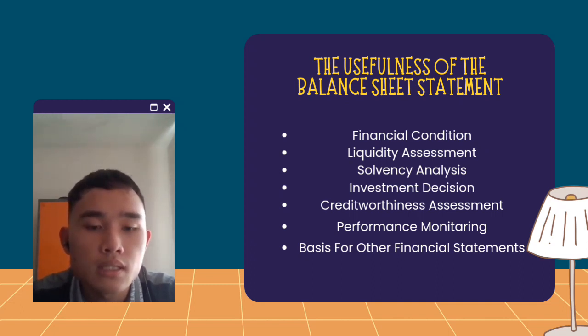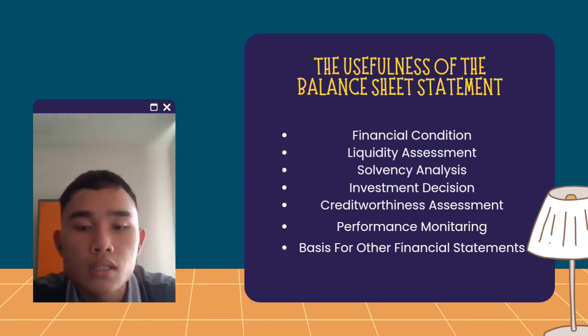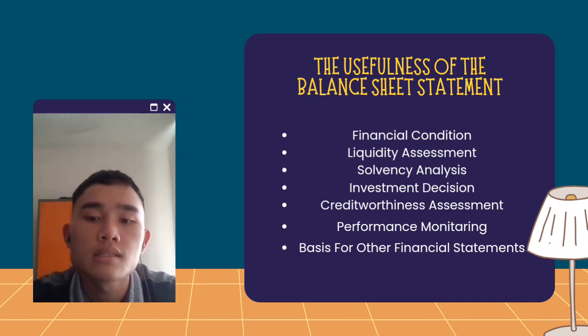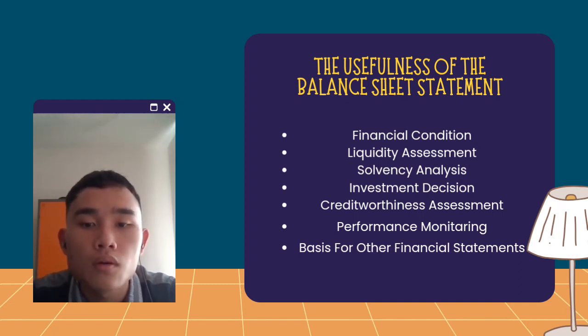My fourth point is investment decisions. Investors use the balance sheet to assess the financial stability of a firm and come to well-informed investment conclusions. Investors can evaluate the company's general stability, financial leverage, and growth potential by looking at its assets, liabilities, and equity.